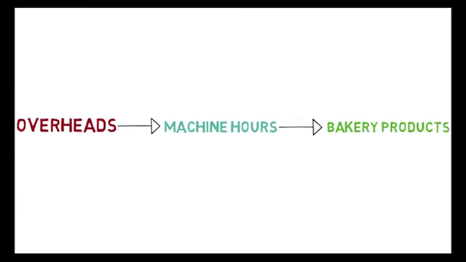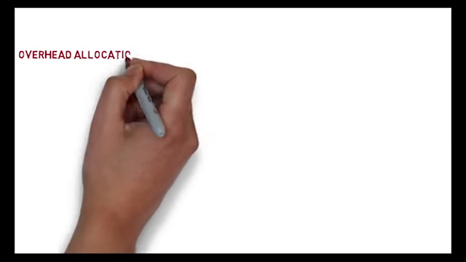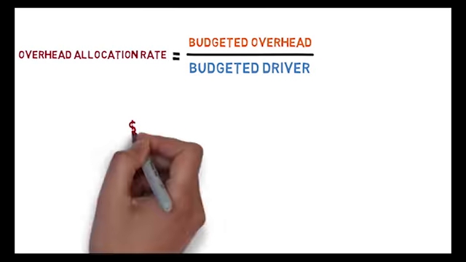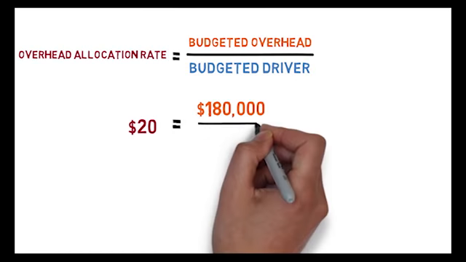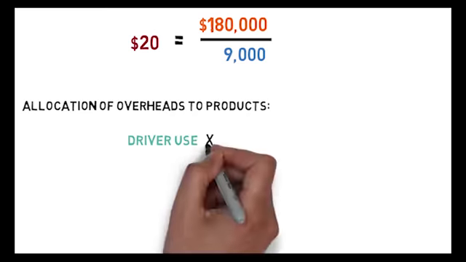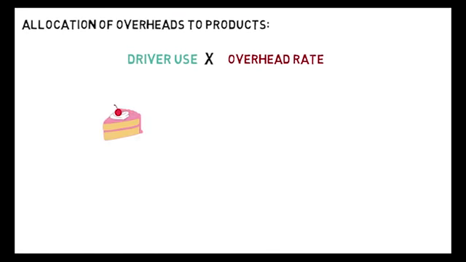Bob selects the number of machine hours used by the products. Once Bob has estimated the total overheads and the total machine hours for the upcoming year, he calculates an overhead allocation rate using the formula total budgeted overhead divided by total budgeted driver.